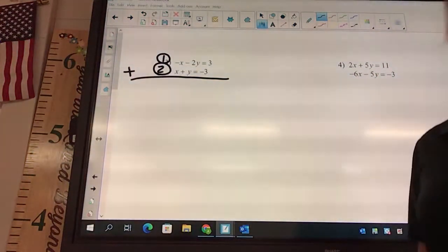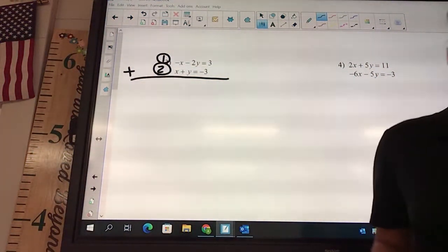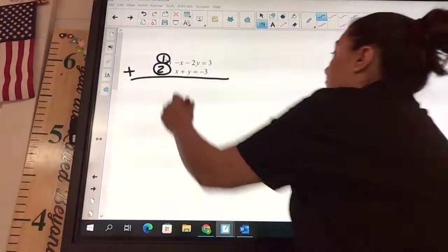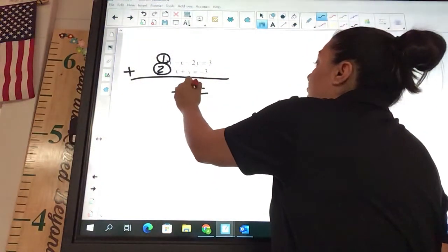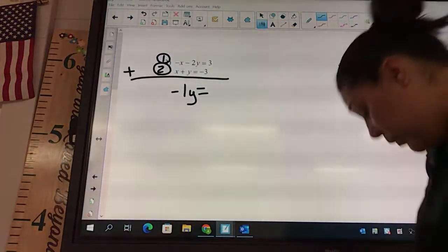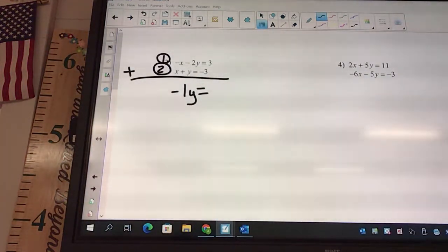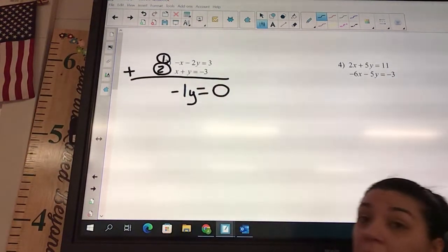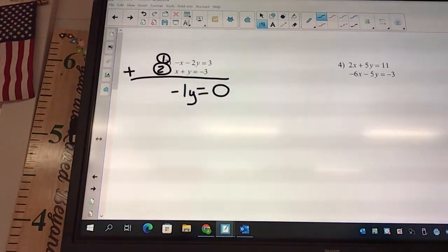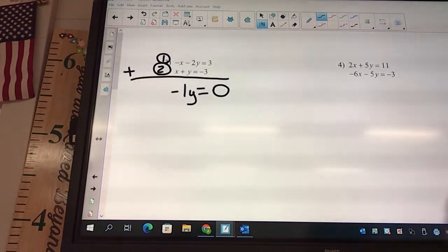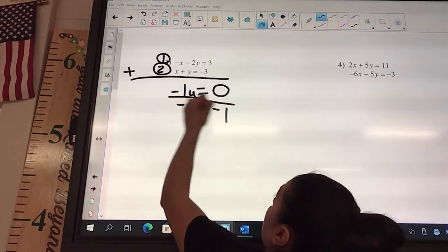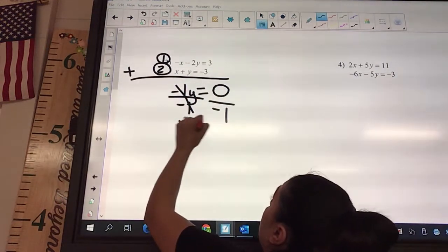What is negative 1 plus 1? 0. Negative 2 plus 1 is going to be negative 1y. 3 plus negative 3 is 0. And then what do we do? Divide by negative 1. So you're going to get y equals 0.